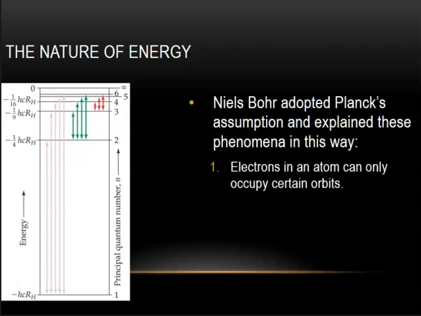We had a physicist named Niels Bohr, and he was able to adopt Planck's assumption of these quantized energy levels and explain line spectra in what we now call Bohr's model of the atom. So there are certain postulates here. Postulate number one: he said that electrons in an atom can only occupy certain orbits.